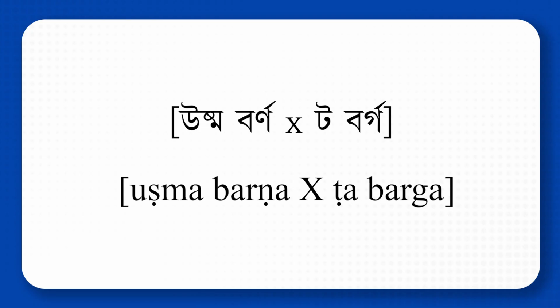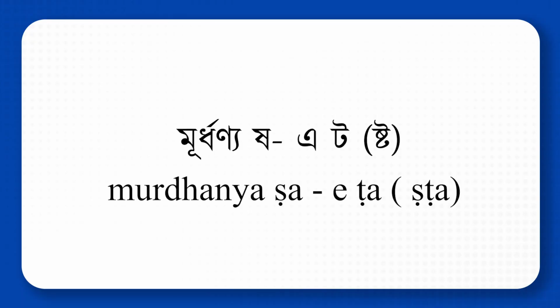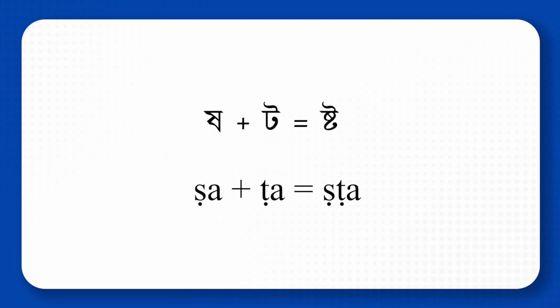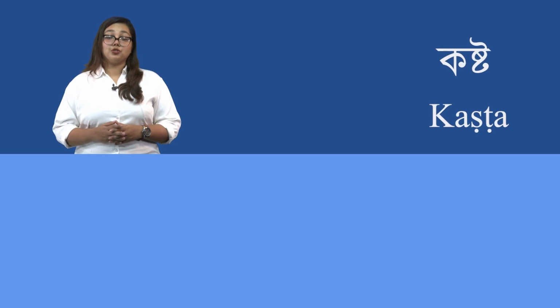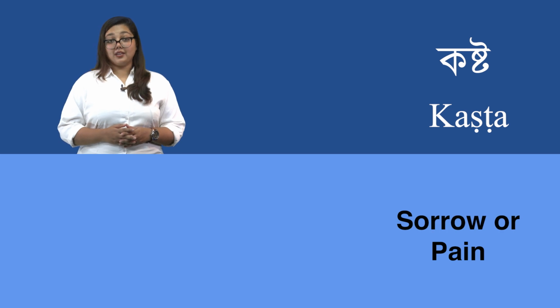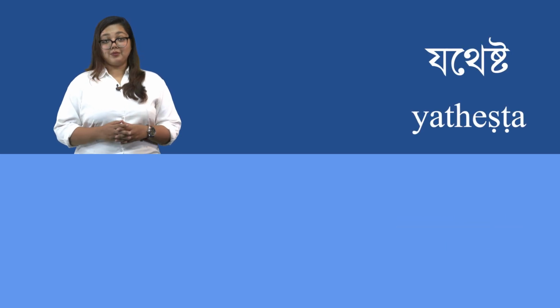The next merge is Ushma Borno with To Borgo. Here, the first conjunct is Murdhun Noy Shoy Toy. In this conjunction, we get that Murdhun Sho and To are creating a cluster. Please notice that when these two consonants are merging, they form a completely different shape. We can see this in words like Koshto means sorrow or pain and Jotheshto means enough.